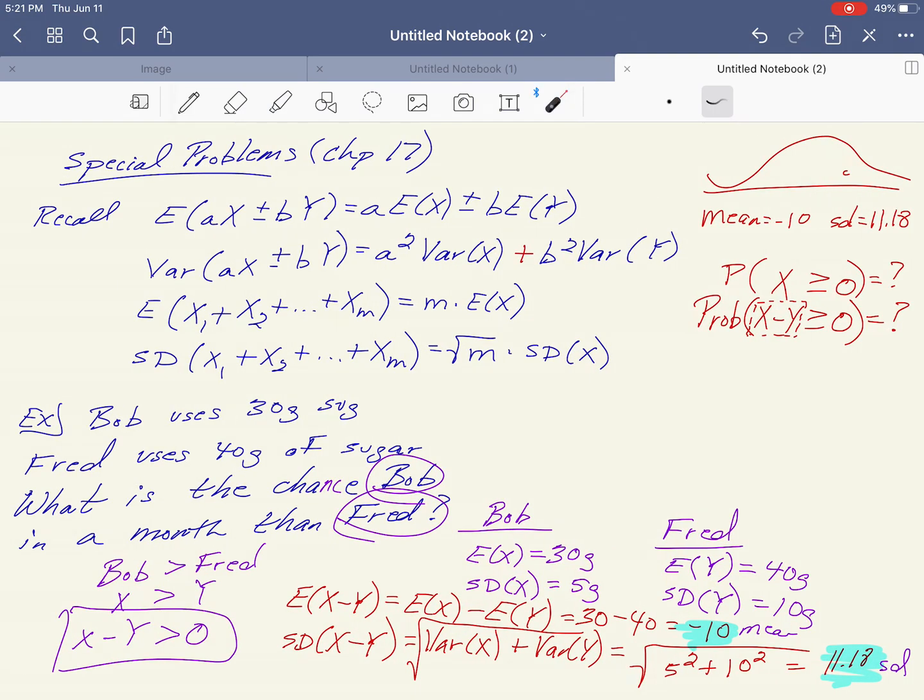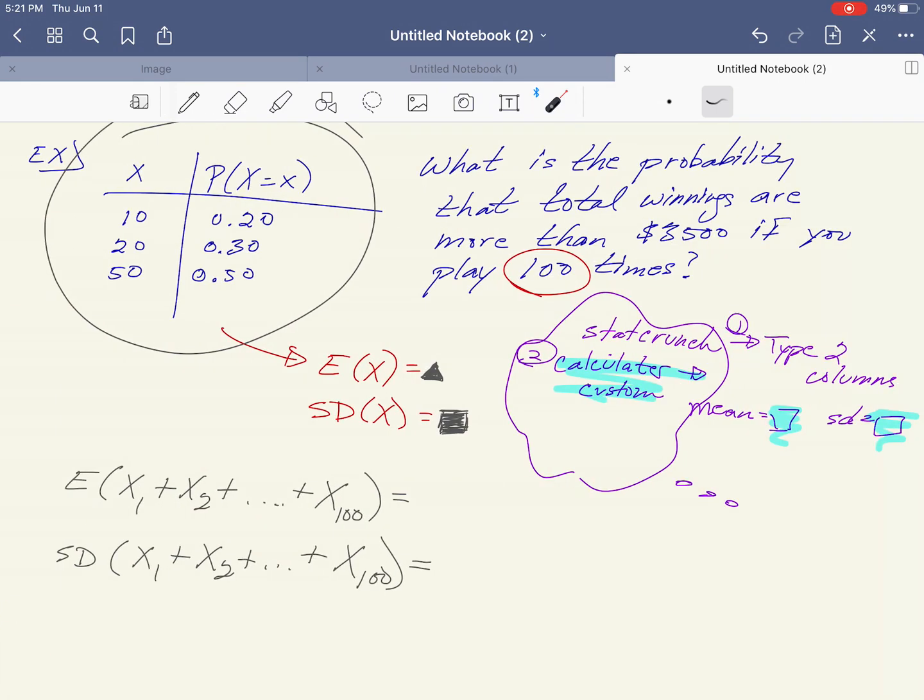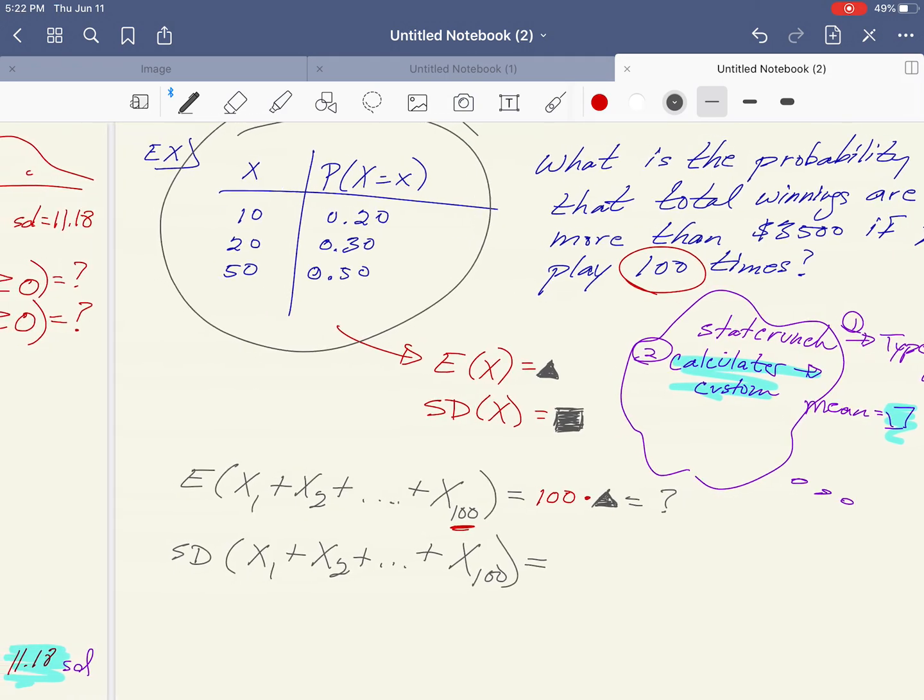So let's go back and look at our formulas from chapter 15. Whenever we are adding the same event occurring over and over, we take m, however many times that occurred, and multiply it by the expected value. Our m is 100. Whatever you got for the triangle, you're going to multiply by 100. So 100 multiplied by that answer from up above. That's what the formula tells us to do, and that will give us something.